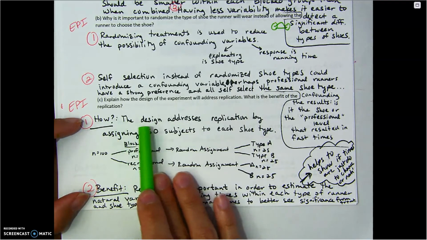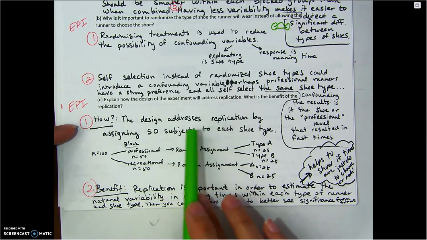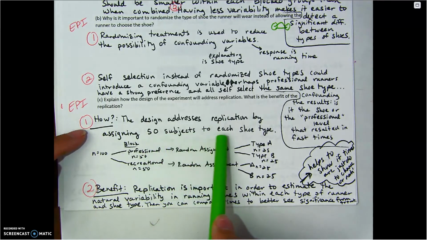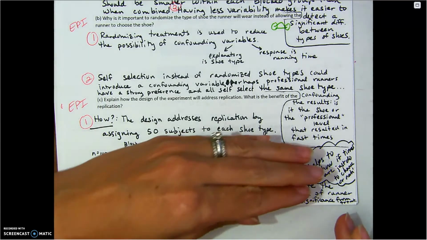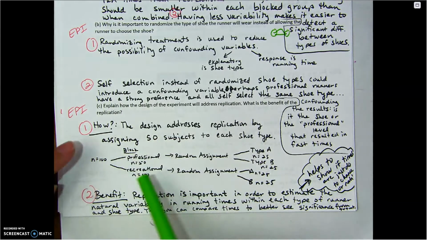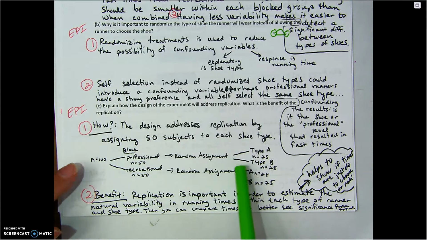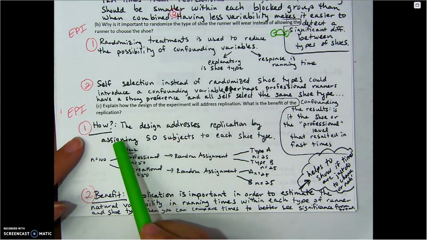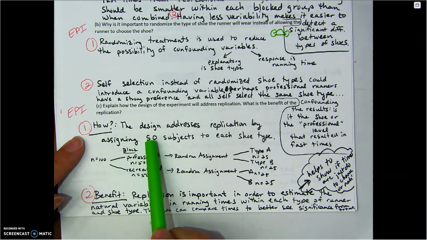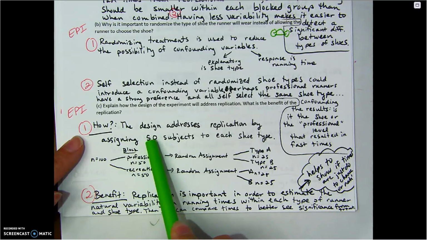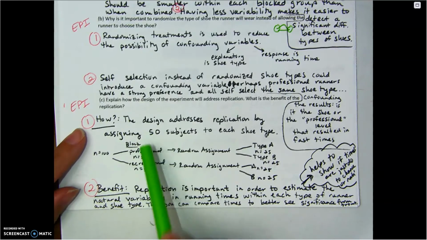Okay, so how? The design addresses replication by assigning 50 subjects to each shoe type. You did not have to show this diagram. That was my brain just trying to organize what this problem was all about. All they're looking for you to do was address that we have 50, right? You have enough subjects that you can start to see a pattern. The benefit.